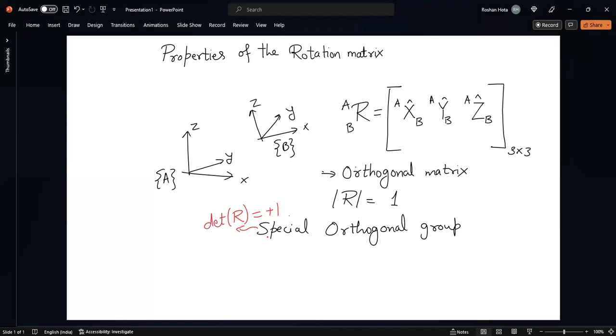So there could be other rotation matrices that have a determinant of -1. So they are also orthogonal. They are a part of the orthogonal group. But rotation matrix have a determinant of +1, and they form the part of a special orthogonal group.